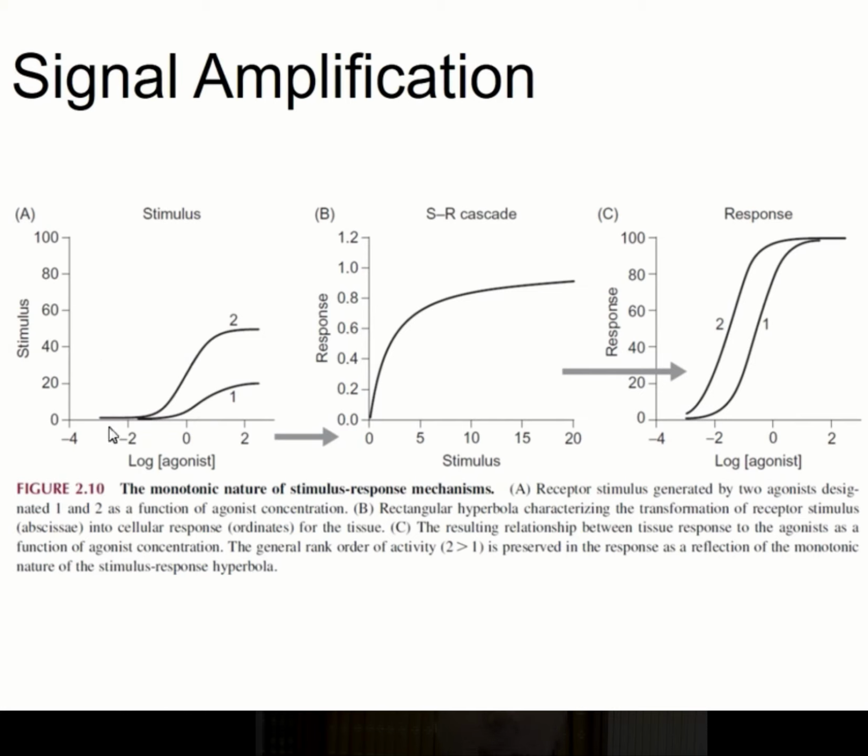If we take these functions and then plug them into the stimulus response cascade function, we get this, where agonist 1 and agonist 2 both achieve 100% response. The only difference between them is the EC50 or the potency. And so for stimulus, they had different efficacies. However, in terms of response, they did not.